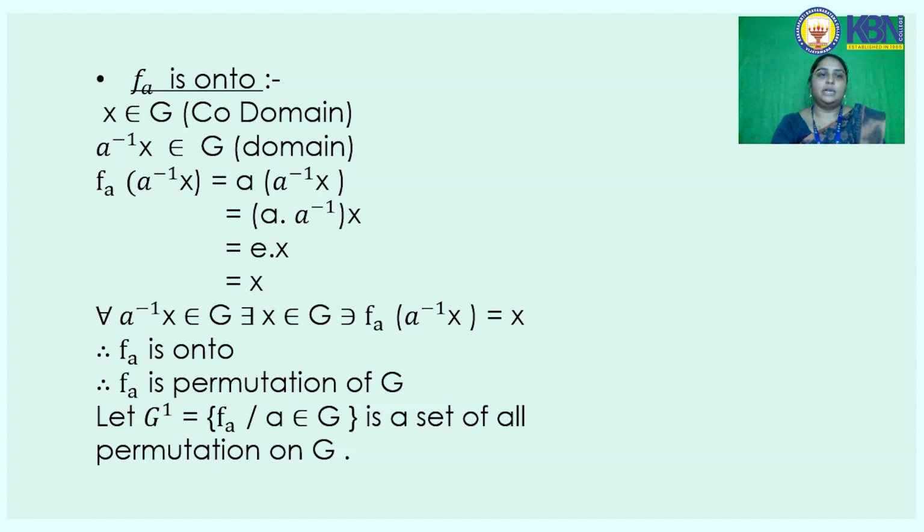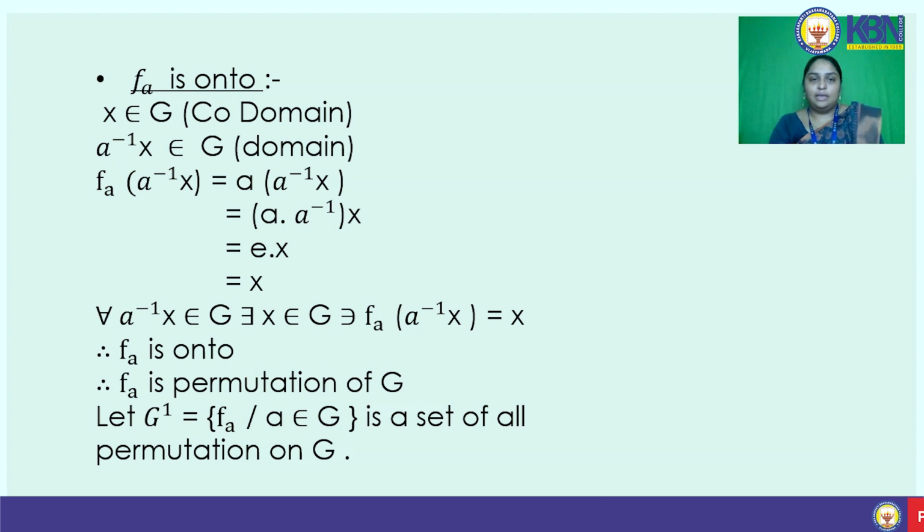Now considering the mapping Fa at a inverse x. By the mapping of Fa, we can write Fa at x is equal to ax. Here in place of x, we have a inverse x. Then we get a into a inverse x. Since a inverse and x belong to the set G and G is a group, then with the second property of a group, the associative law, we can write a into a inverse x as a into a inverse into x.